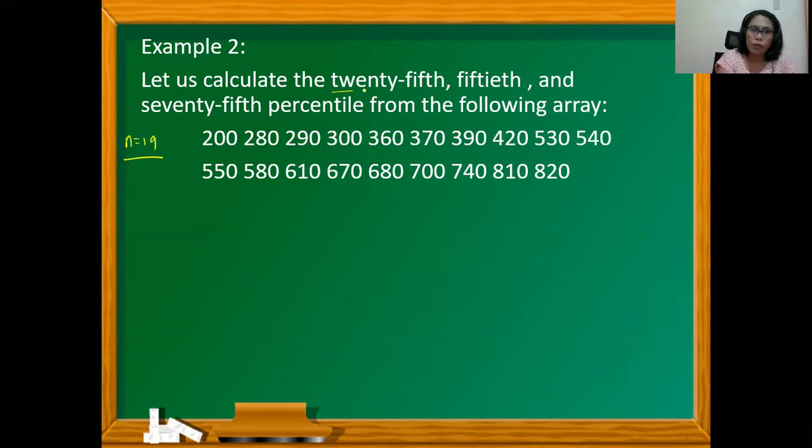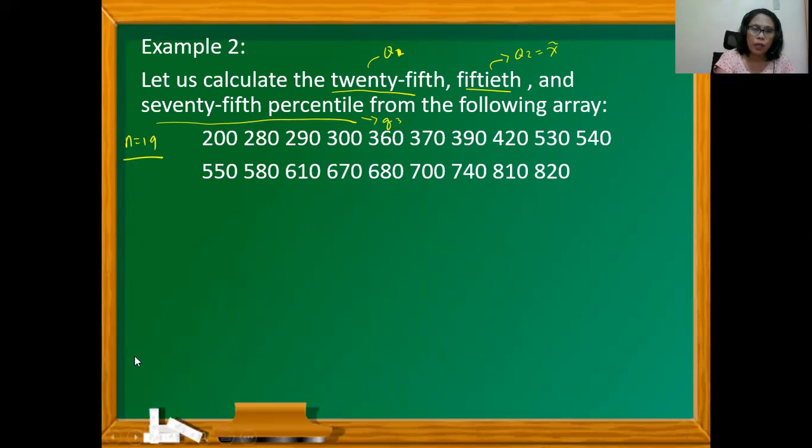And we are asked to solve for the 25th, 50th, and 75th percentile. Now, the 25th percentile is the same as the first quartile value, while the 50th percentile is equal to the second quartile value, or the median also. And the 75th percentile is equal to the third quartile. We will see if they have the same or equivalent value.